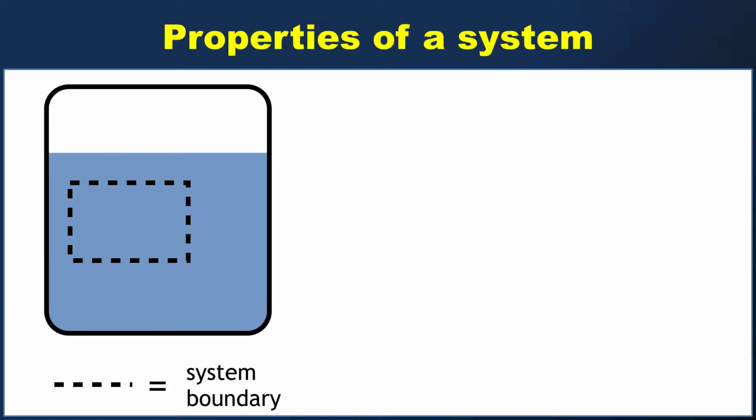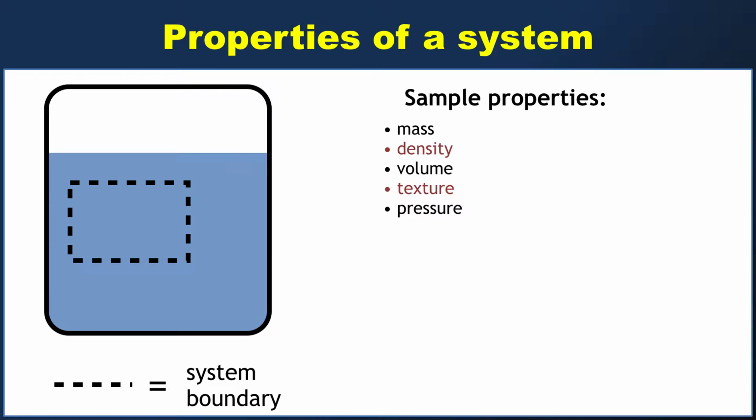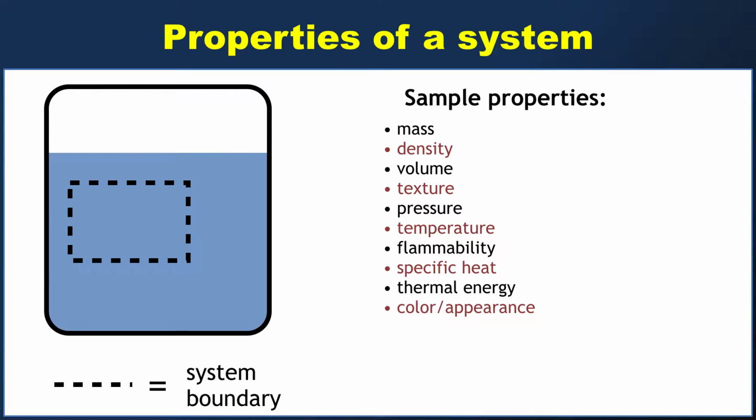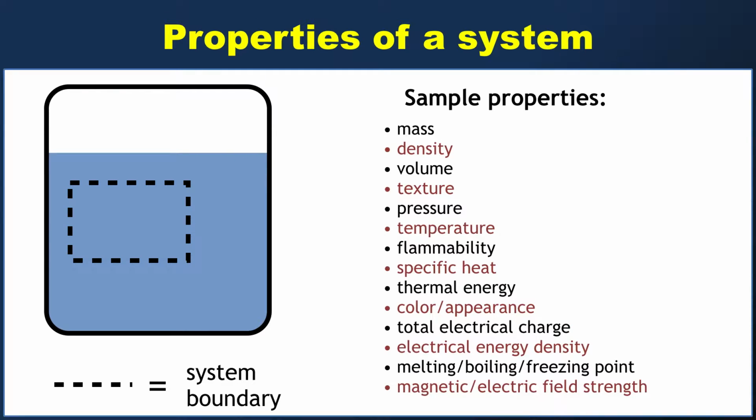not the system. We can imagine constructing a sample list of properties, so things like mass, density, volume, texture, pressure, temperature, flammability, specific heat, thermal energy, color appearance, total electrical charge, electrical energy density, melting, boiling, freezing point, magnetic electric field strength. Okay, there are a lot of properties. Now obviously, for every system, we don't need to list all of the possible properties we could ever think of, so let's imagine for this particular system we're really just interested in the top two, mass and density.